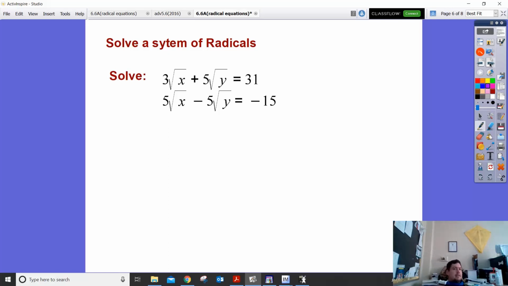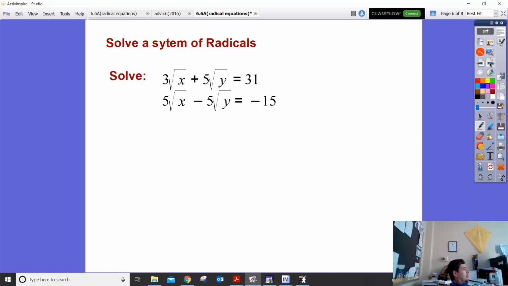Anyways, jump to the 6th slide, solve the system of radicals. So we were tasked with solving that thing for both x and y. This is the elimination method, kids. So Christina, tell us what to do. Imagine it said 3 root x plus 5 root y equals 31 and 5 root x minus 5 root y equals negative 15. Add them.